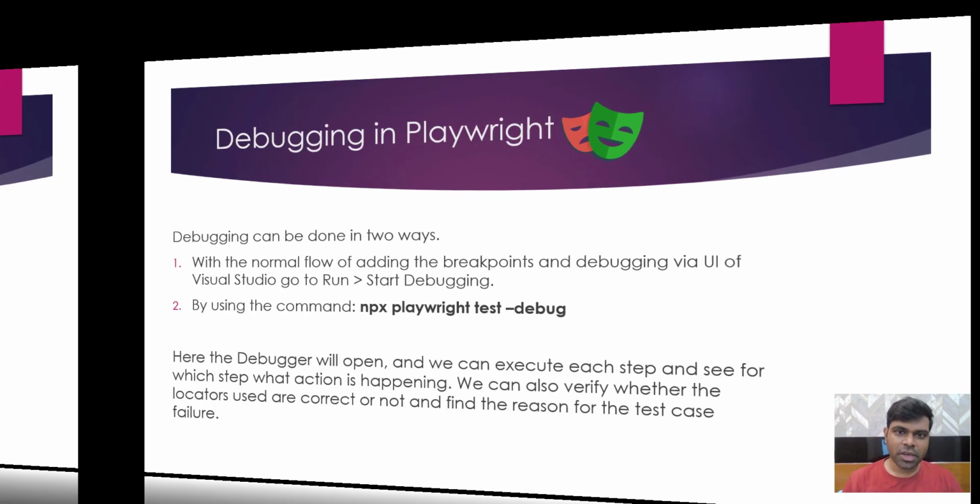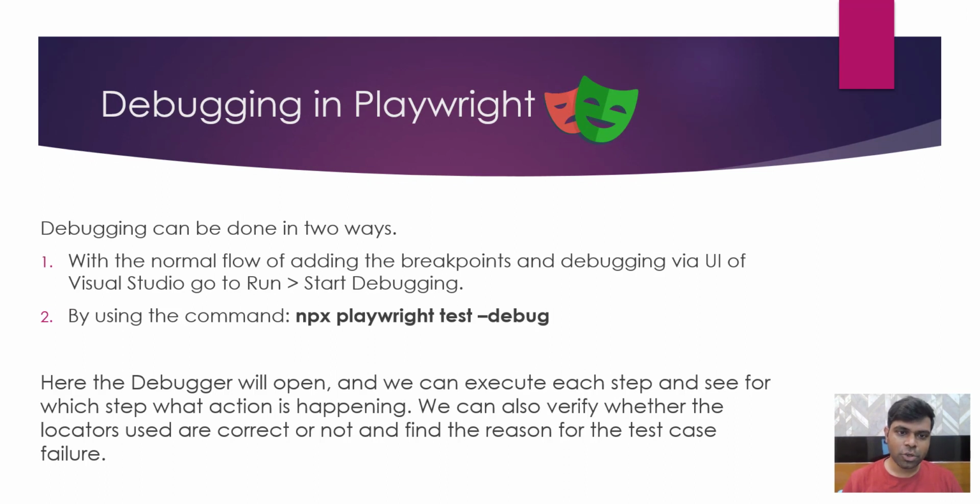Debugging in Playwright. Debugging can be done in two ways. One is the normal flow of adding breakpoints, like how we add in Eclipse, IntelliJ, all those things, and debugging via the UI of Visual Studio, like go to run, start debugging. The second is by using the command npx playwright test --debug. Here the debugger will open and we can execute each step and see for which step what action is happening. We can also verify whether the locators used are correct or not and find the reason for the test case failure.